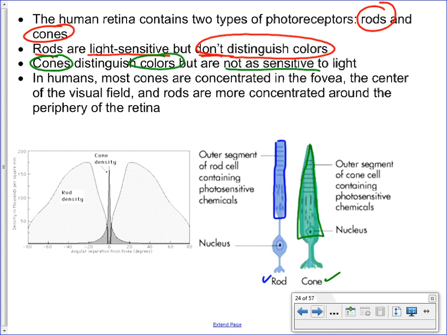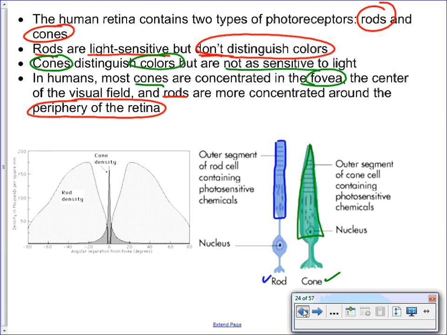In humans, most of the cones are located in the fovea or the fovea centralis. Where we find most of the rods being located is actually not in the fovea centralis, but around the periphery of the retina.